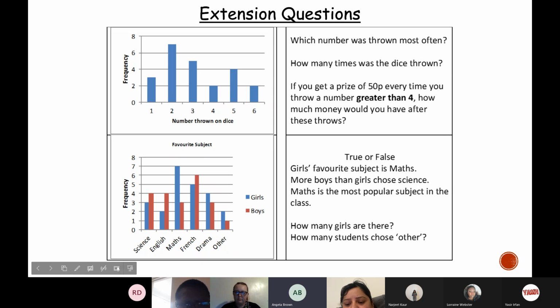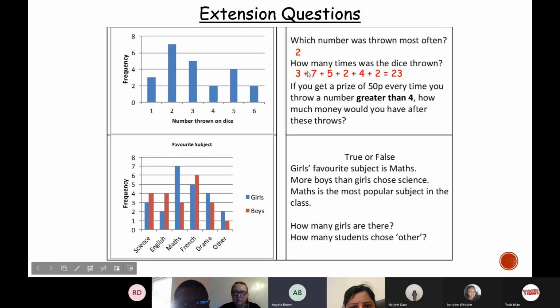Okay, let's go through the answers. So which number was thrown most often? Well, you can see here that 2 was thrown most often. How many times was the dice thrown? So let's look at 2. So it looks like if we move it across, it was 7. How many times was it?